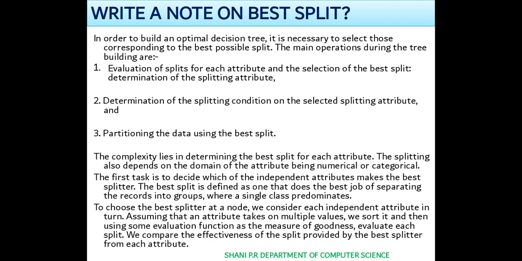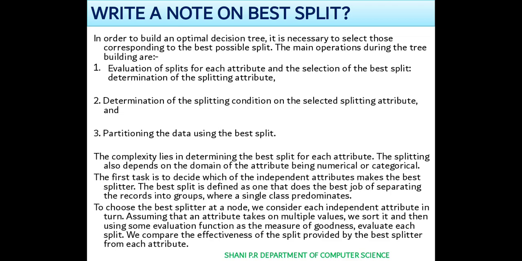Next is the determination of the splitting condition on the selected splitting attribute and partitioning the data using the best split. We make the partition among the data by considering those attribute values. The complexity lies in determining the best split for each attribute. The splitting also depends on the domain of the attribute, being numerical or categorical. So the best split will consider whether the attribute values are numerical or categorical. It depends upon the domain of the attribute.